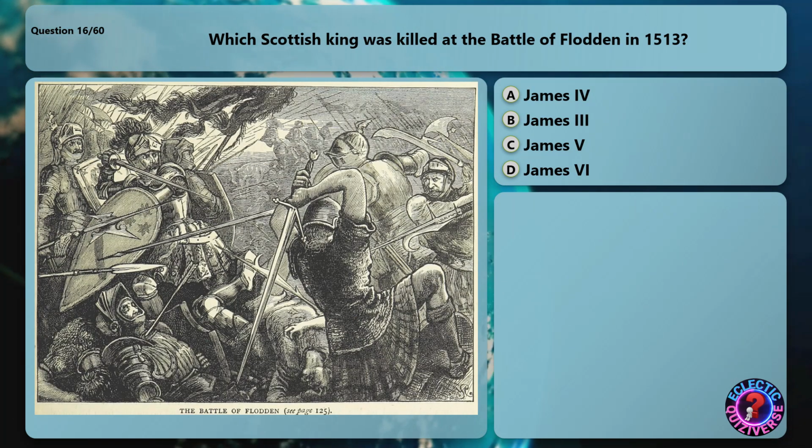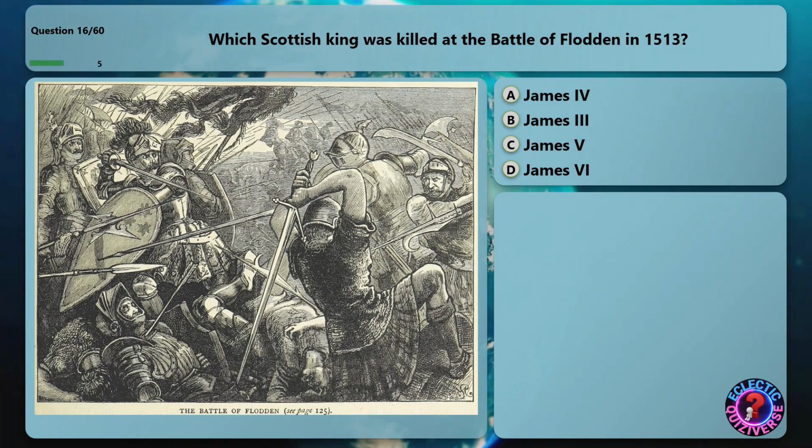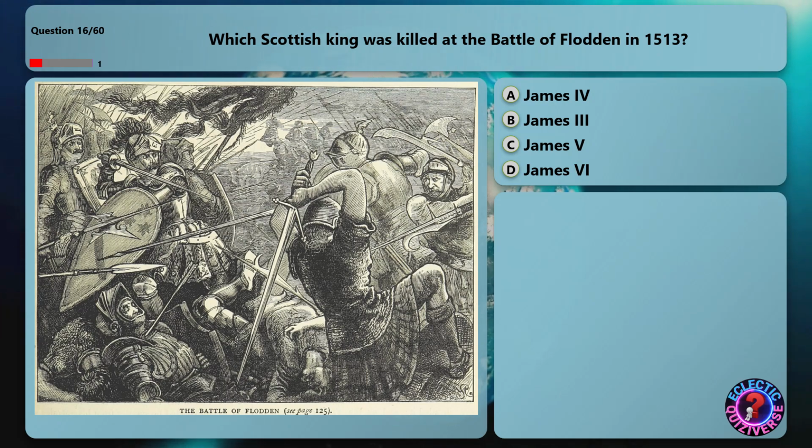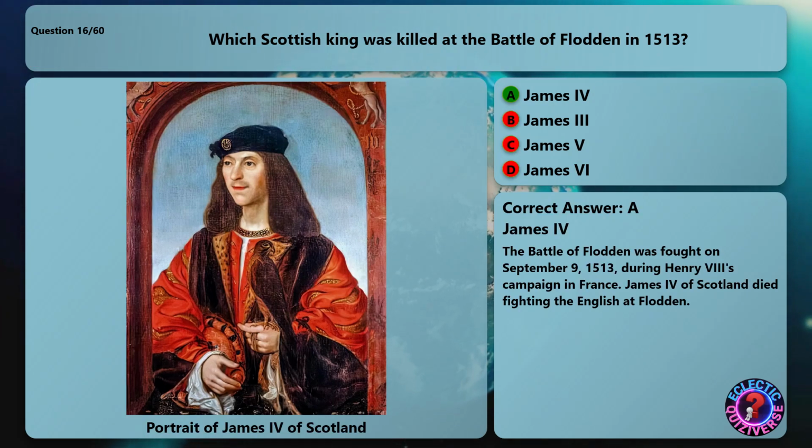Which Scottish king was killed at the Battle of Flodden in 1513? The correct answer is James IV. The Battle of Flodden was fought on September 9, 1513, during Henry VIII's campaign in France. James IV of Scotland died fighting the English at Flodden.